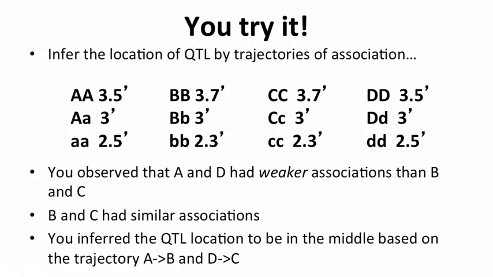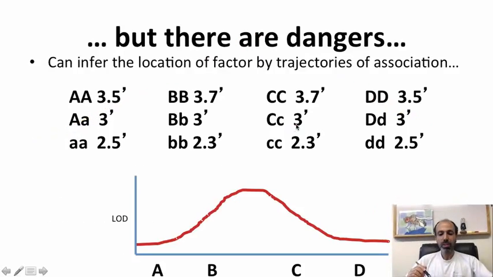What you saw is that A and D had weaker associations than B and C. B and C had similar associations. So probably, as you're looking at this trajectory of association strength, we see it getting stronger this way, we see it getting stronger this way. So you'd probably infer that the gene causing this height difference is probably somewhere between B and C. That's the difference from what we did before, right? In this case, it wasn't right at C, but it was actually between 2 of them. So you might make a LOD plot that looked something along the lines of this.